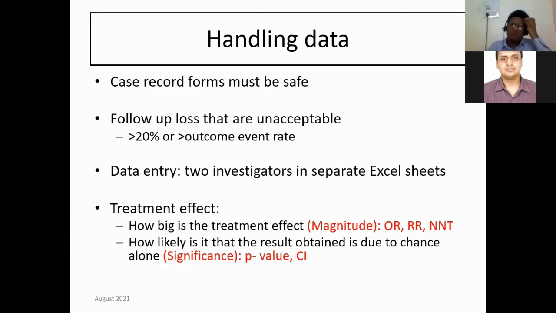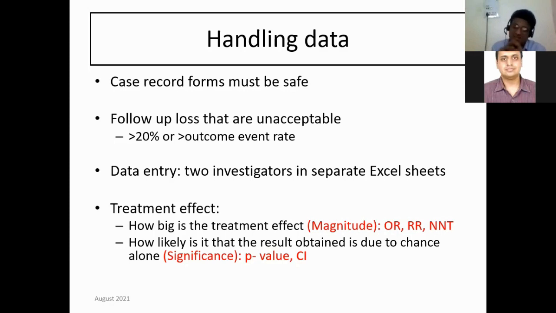Now, when it comes to handling the data, this is one of the loose areas for most of us. Once the study is done, once the thesis or the research is completed, you're throwing out all the data. Oh, this paper is published, now I don't want to keep any case record. So ensure that case record forms are kept safe. Ideally, people say that it should be kept for at least 5 years after the publication date.